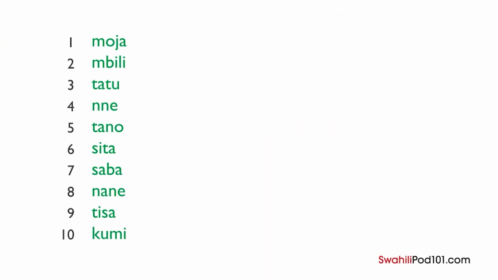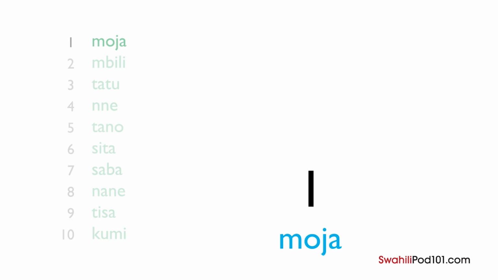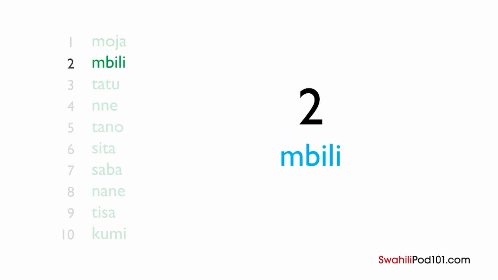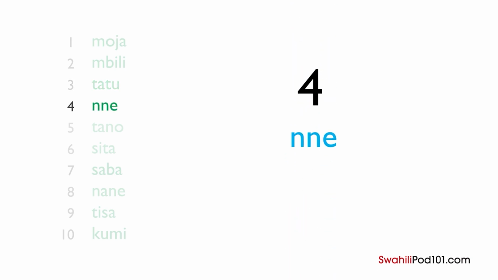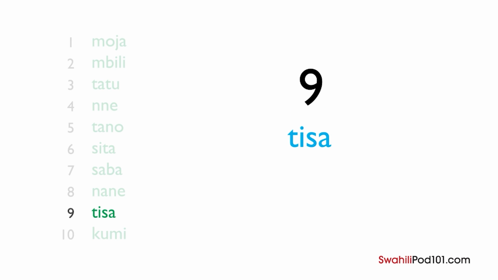Okay, now repeat after me. I'll say the numbers and give you time to repeat each one. Moja, mbili, tatu, nne, tano, sita, saba, nane, tisa, kumi.